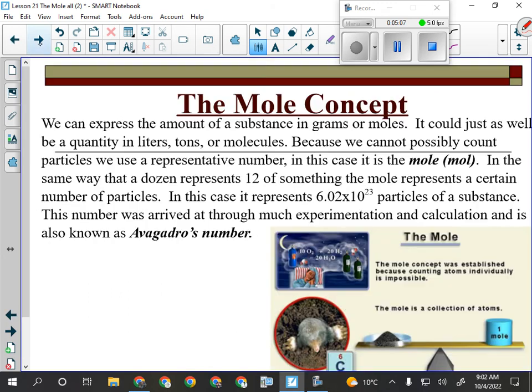Right? So, as we were saying, we can measure the amount of a substance in grams or moles. Okay, it could just as well be liters or tons or molecules. But we can't possibly count the number of molecules in even a small sample of material. Okay, so the mole helps us to figure out how many particles there would be based on the structure of the atom or molecule of that particular material.